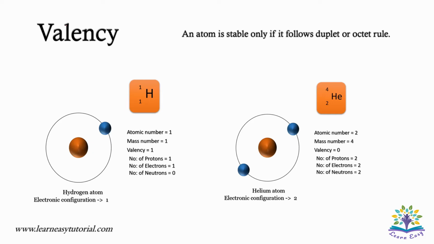Duplet rule states that if an atom has K shell as its valence shell and if it has 2 electrons, it is stable. Here, hydrogen as well as helium has K shell as its valence shell, but hydrogen has only 1 electron while helium has 2 electrons. Therefore, hydrogen is unstable and helium is stable.